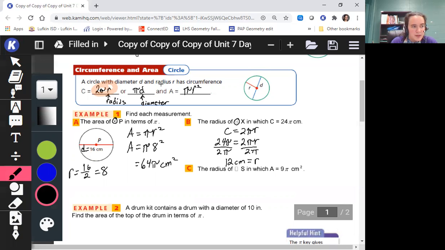Our next one, we want to find the radius of circle S, in which the area is equal to 9 pi centimeters squared. Remember, the formula for area is pi r squared, and we're going to plug 9 pi in for the area. So you have 9 pi equaling pi r squared, and the pi's cancel out, so we have 9 equaling r squared. Take the square root of both sides, so we have 3 centimeters equaling our radius.